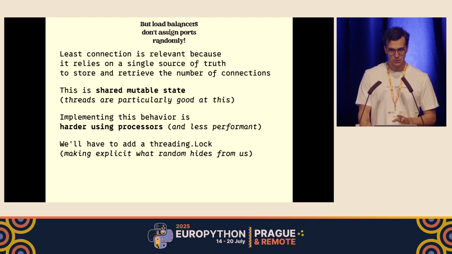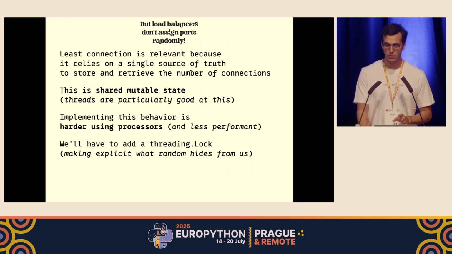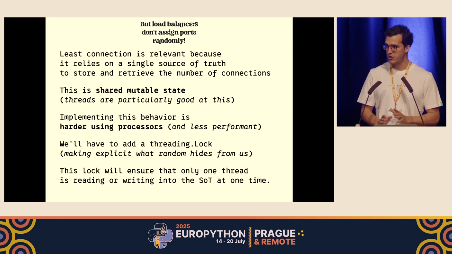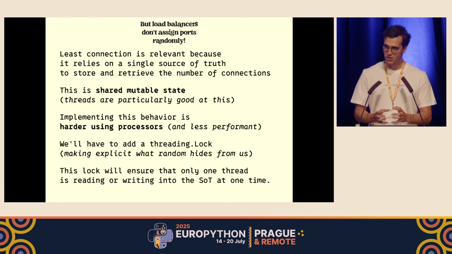So in order to do this, we're going to have to add a threading.Lock object, which is going to make explicit what random was hiding from us. By doing that, we'll have one way to prove that random is actually having a fine-grained lock in the background without you knowing. This lock is what ensures that the shared mutable state is only accessed by one thread at a time, rather than being concurrently accessed by multiple, preserving the idea that it is the source of truth at any one time.